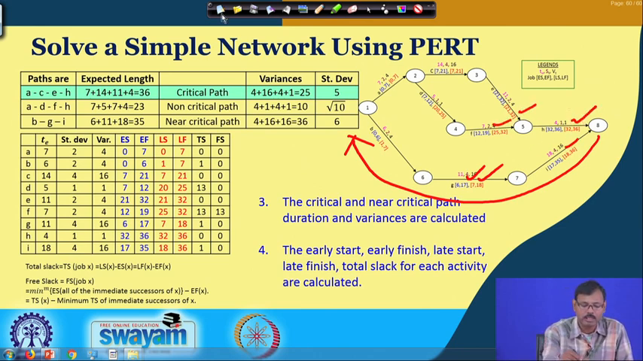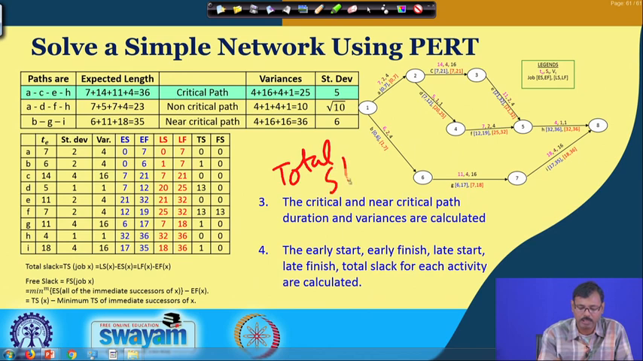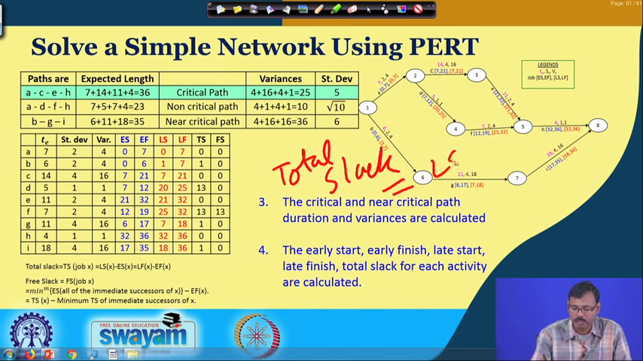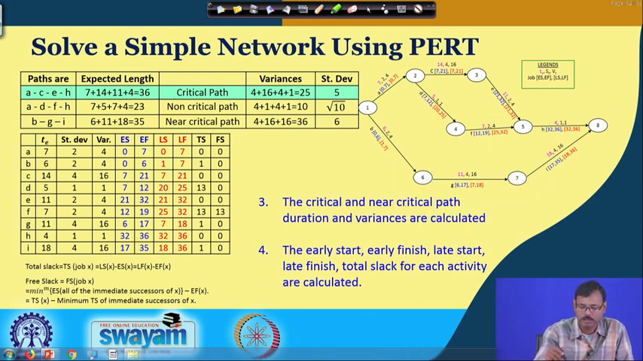And you know the total slack is nothing but the late start minus early start, or late finish minus early finish, and that is why those are listed accordingly, those are listed here.